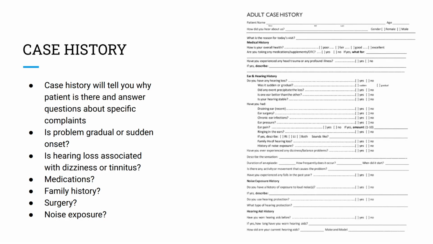So for a case history form, this will tell you a lot of information before you actually see the patient. This is an example of an adult case history form, and they're going to answer a lot of specific questions about the complaints they have. It's going to let you know, is the problem gradual or is the problem sudden in onset? Is the hearing loss associated with dizziness or tinnitus? What medications are they taking? What is their family history of hearing loss like?